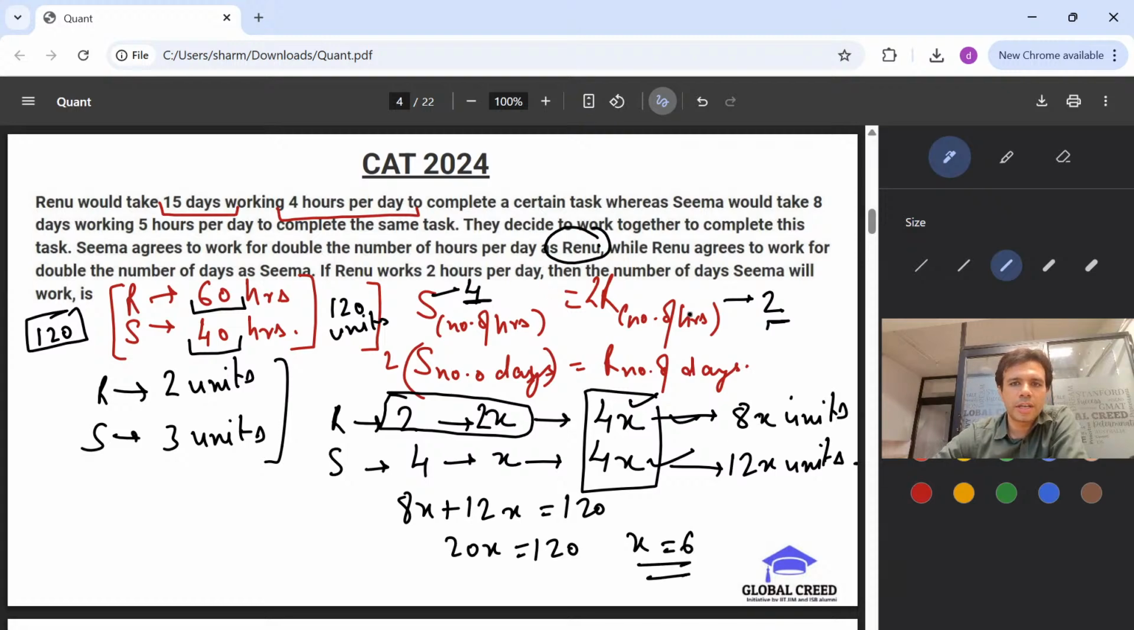अब इस 6 के according, x की value के according we can find out anything. What are they asking? They decide to work together. Seema agrees to work for so and so. Then the number of days Seema will work is, Seema कितने दिन work करेगी? That would be your answer, which is 6 days work करेगी. Because x हमने माना था Seema का total number of days where Seema works. So that's why this comes out to be 6 in this case.